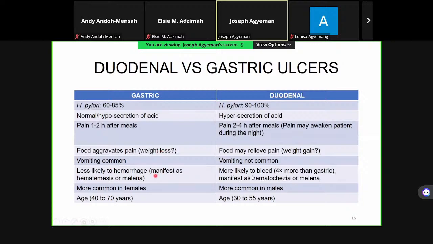Vomiting is common here in the gastric one. Vomiting is not common here. The gastric ulcer is less likely to bleed. The duodenal one is more likely to bleed, about 4 times more as compared to the gastric one.